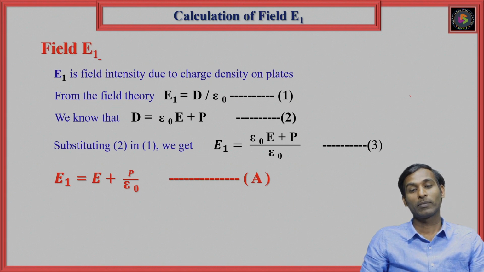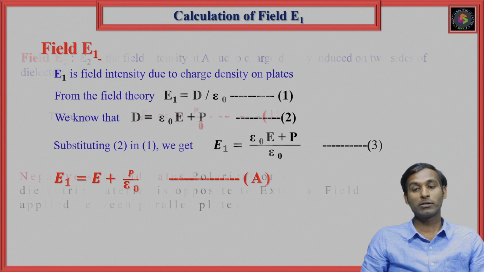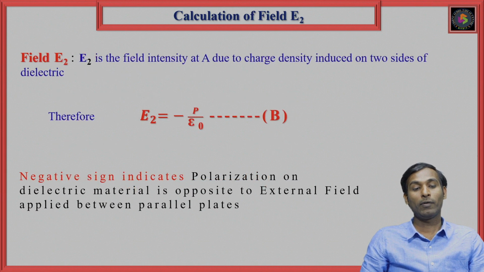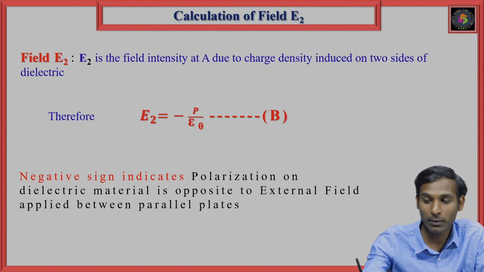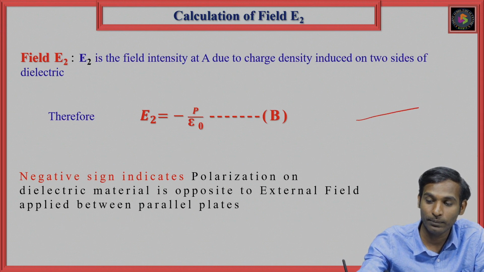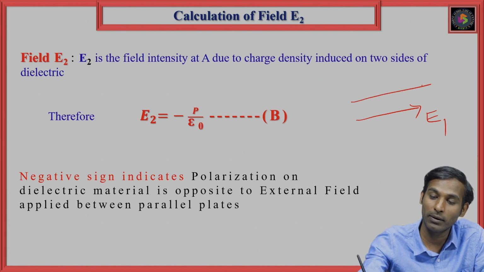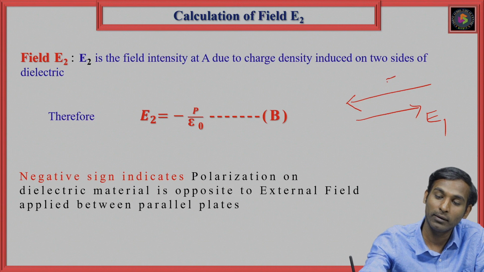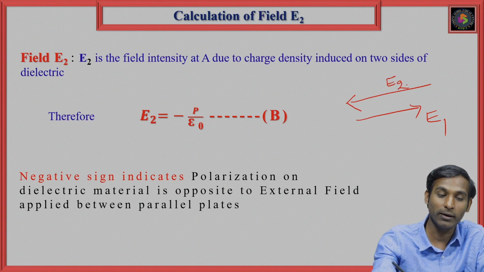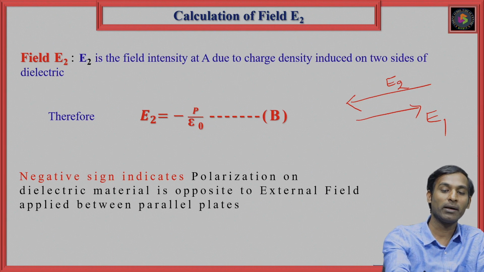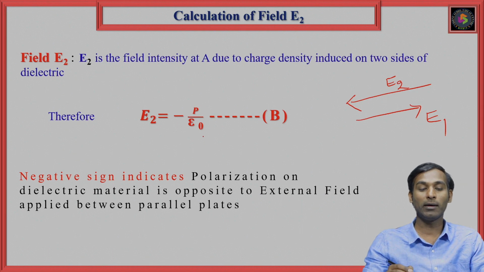Coming to the next slide, calculation of E2. Field E2 is field intensity at A due to charge density induced on two sides of the dielectric material. In the previous case, we applied the electric field in this direction. In the field E2, we are applying the electric field in the opposite direction. That's why E2 is equal to minus P by epsilon naught. P is said to be polarization.